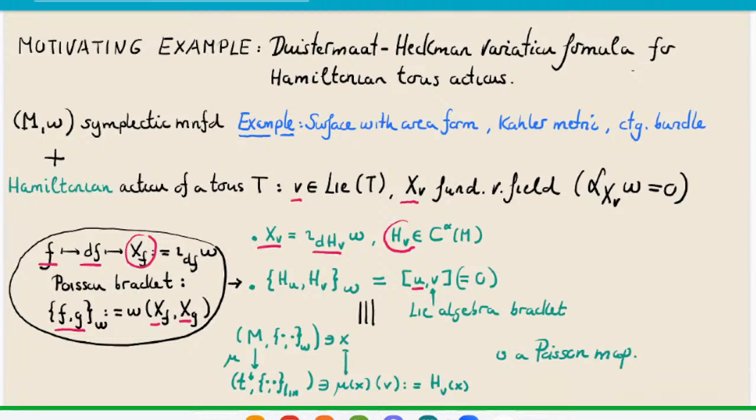So that's also a second Poisson bracket. And you can restate the Hamiltonian condition by simply saying that this so-called momentum map, that sends a point of the manifold to the covector h of x, is a Poisson map that's compatible with the bracket. All right, so that's the Hamiltonian condition.